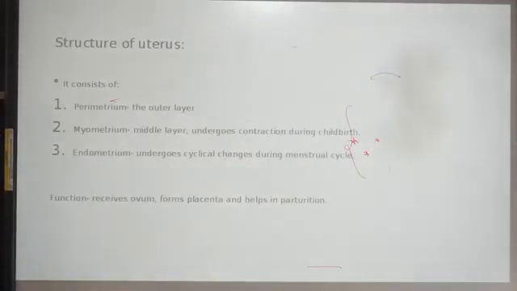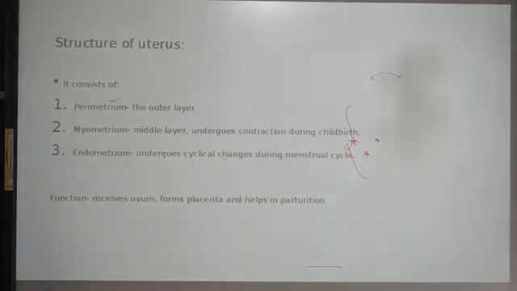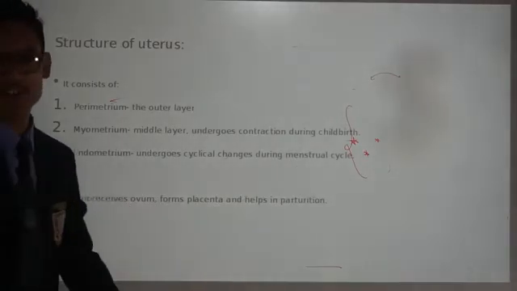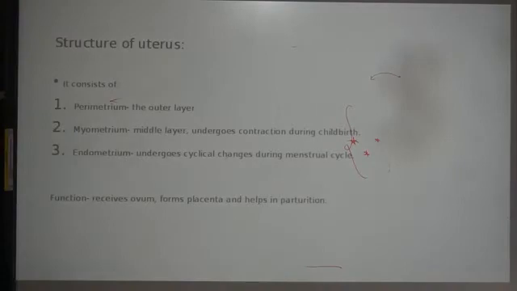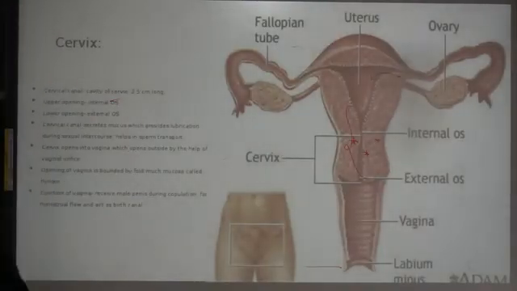The function of the uterus. Look over here. It receives the ovum, it forms the placenta, and it helps in parturition. Now you know what parturition is. So let's move to the next part. It's called the cervix part. Now look at the figure carefully.